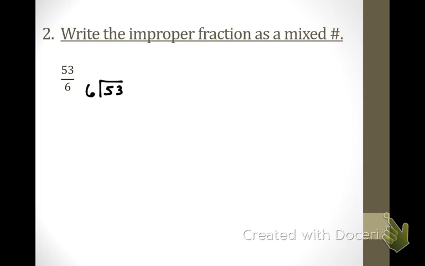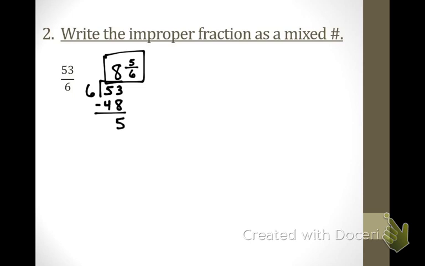How many times can a 6 go into a 53? 8 times. What is 8 times 6? 48. What is 53 minus 48? 5. So what is my mixed number? 8. Okay, I heard 6 as the whole number. This right here, guys, is going to be your whole number. And then what's my fraction? 5/6. You take your denominator, and that's going to always be this number right here. Okay, so the correct answer is 8 and 5/6.